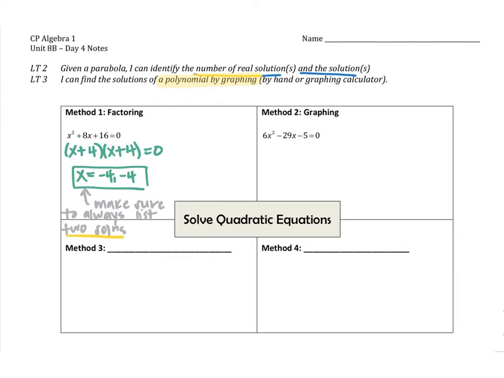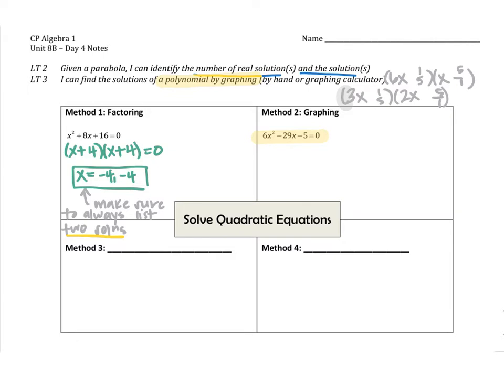Efficient: I get my two solutions in 2 lines of work. But what happens if I told you to solve 6x squared minus 29x minus 5 equals 0? As of right now, the only way we know is factoring. But I may be asking myself, how do I get a 3x? I need 2 numbers that multiply to 5. I also could have a 6x and an x, a 1 and a 5, or a 5 and a 1. And you're sitting there trying to factor it into 2 binomials and it doesn't work.